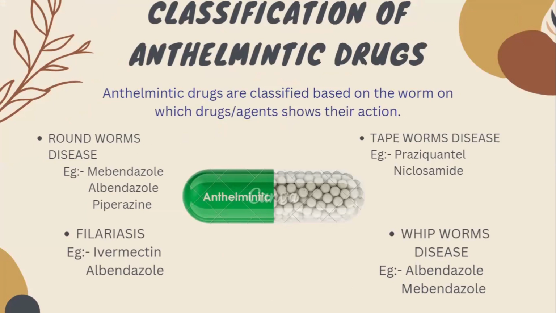Now, it is the general classification of anthelmintic drugs. Mainly, the classification is based on the worm on which the drugs show their action. So, mainly, there are four types of worm diseases. First is roundworm disease, which involves agents such as Mebendazole, Albendazole, and Piperazine. Second is tapeworm diseases, which involve agents such as Praziquantel and Niclosamide. Third is the filariasis causing agents diseases involving drugs such as Ivermectin and Albendazole itself. Fourth is the whipworm diseases involving agents such as Albendazole and Mebendazole.